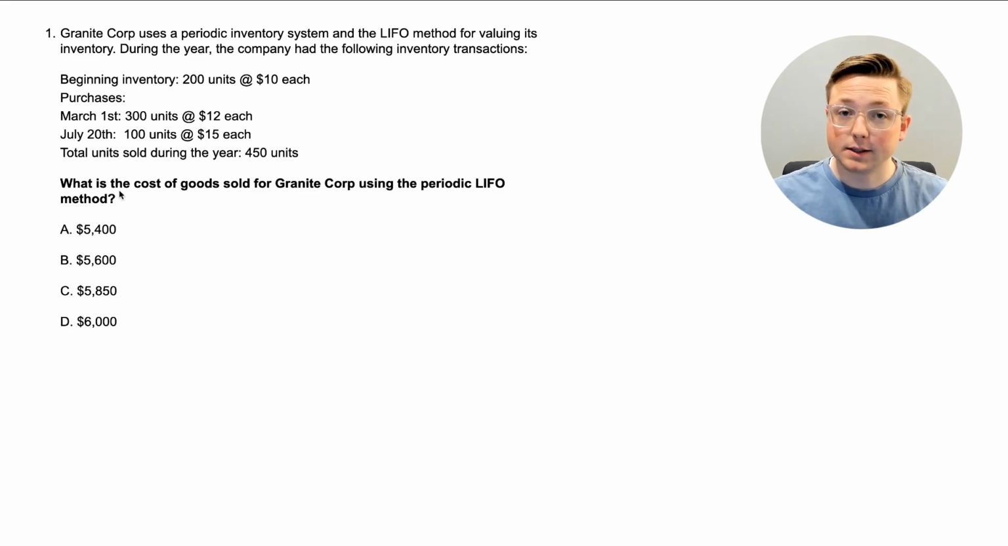One thing that we always like to point out, and this is a good habit to be in, is to read the last part of the question first to give yourself context for the rest of the question. So what is the cost of goods sold for Granite Corp using the periodic LIFO method? Okay, so we're going to use the periodic LIFO method to figure out cost of goods sold. So let's go up here. Granite Corp uses a periodic inventory system and the LIFO method for valuing its inventory. During the year, the company had the following inventory transactions.